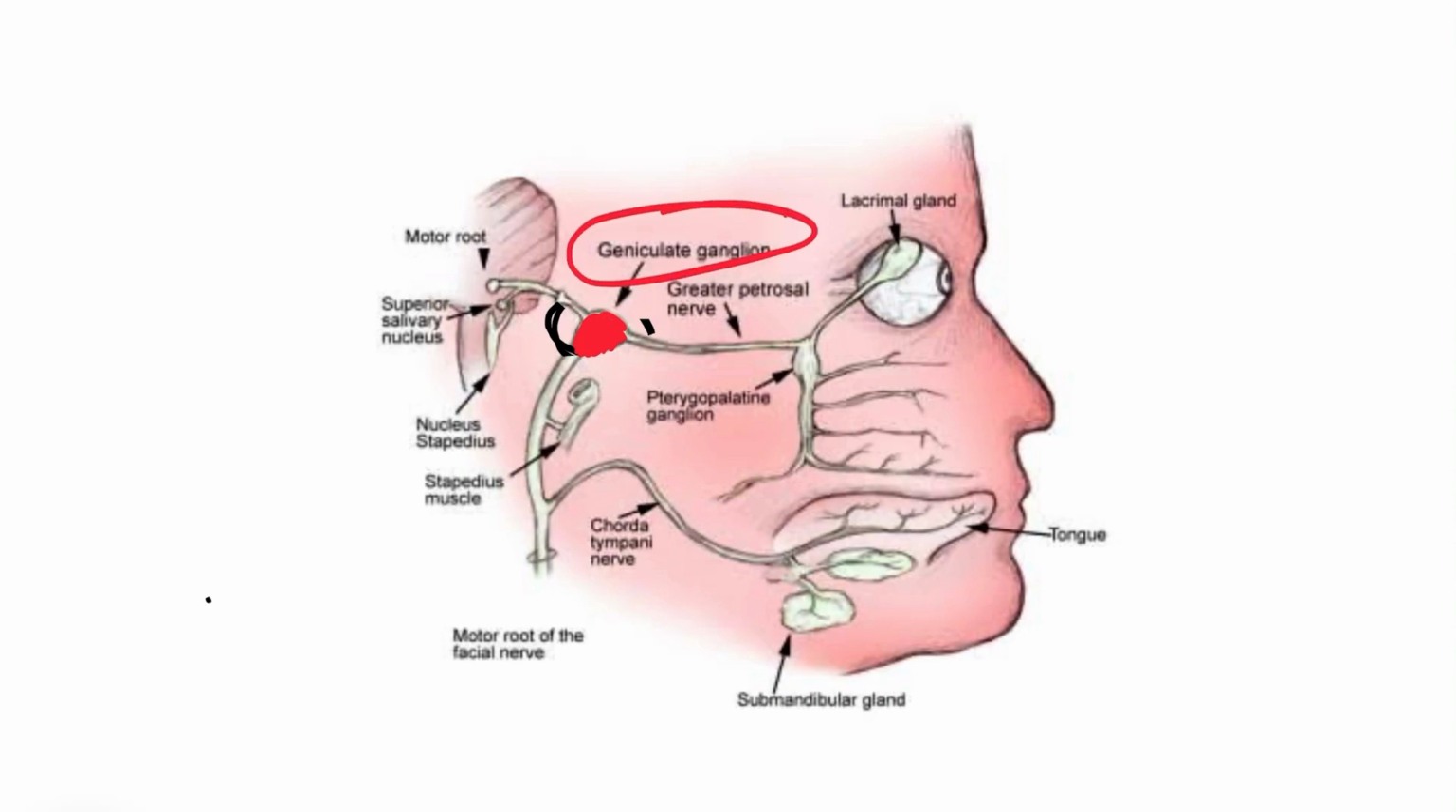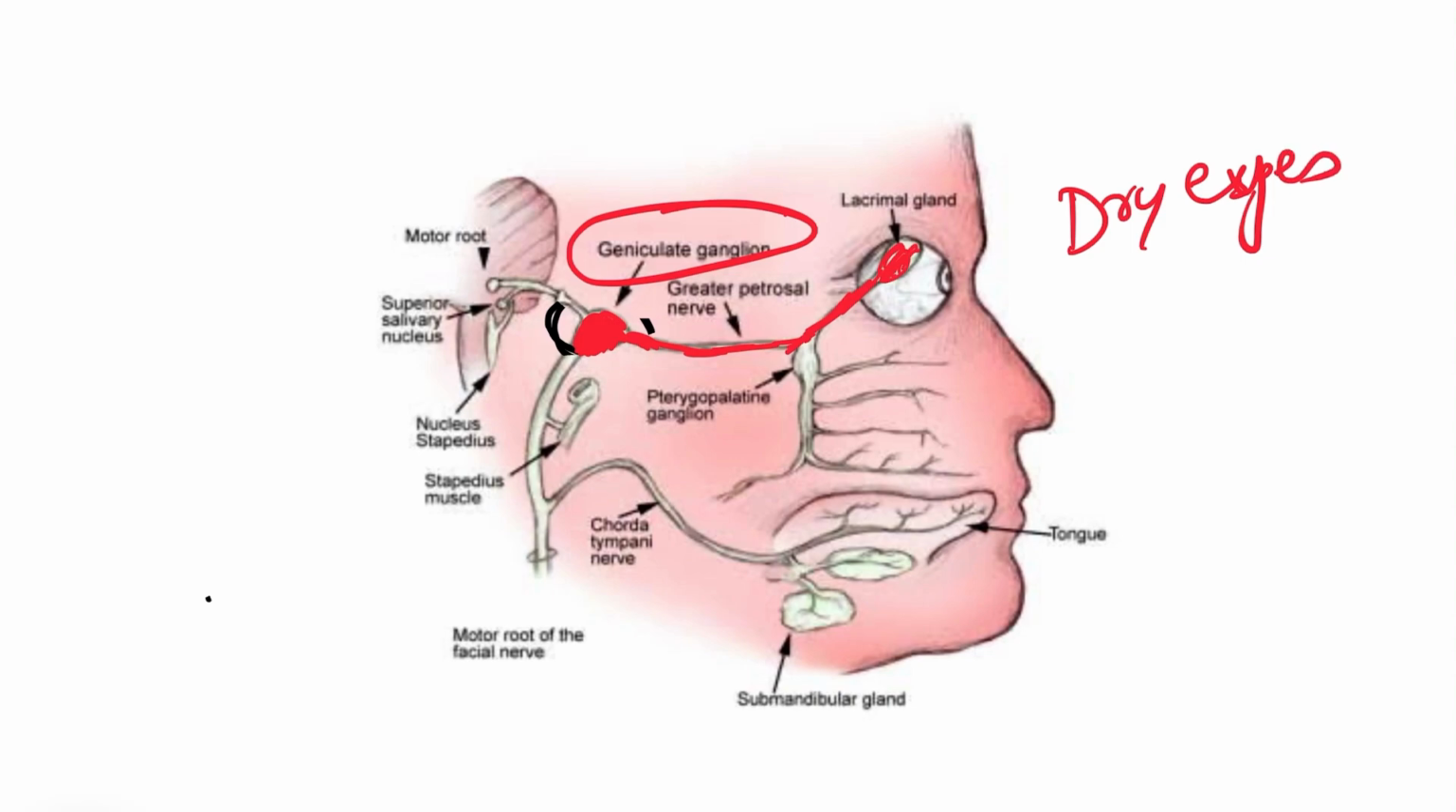As you can see, the nerves and the branches of this geniculate ganglion, I am highlighting with the red color. Now there is this greater petrosal nerve and all. So ultimately it will supply even the eyes, that is the lacrimal gland. So inflammation or infection of this geniculate ganglion will affect this, and dry eyes are seen. That is, there is a lack of tears in the eyes.